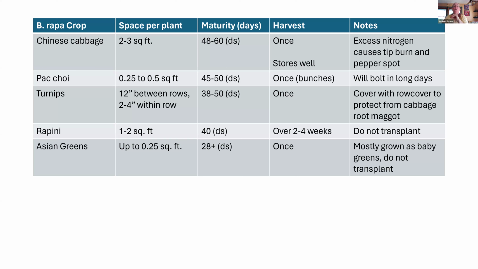And then the other Asian greens I grouped together. Most of these we grow as baby greens. And again, these do not transplant well. If you transplant them, the stress tends to trigger bolting. So these are things that you really want to direct seed, and you probably will need to cover these to prevent flea beetle if you're seeding them during the late spring through the early fall. If you're growing them for winter and early spring, the flea beetles aren't active.